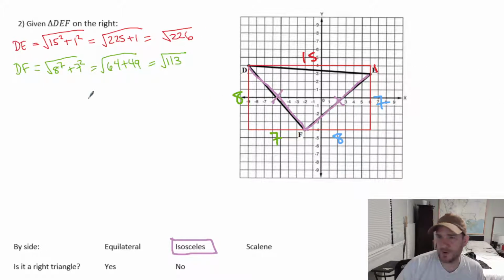And then in blue, we're going to get the same thing. That's going to be EF. You're doing the same two numbers, a 7 and an 8 squared. So of course you're going to get the same two numbers, 49 and 64. So of course you're going to get the same sum, which is root 113.